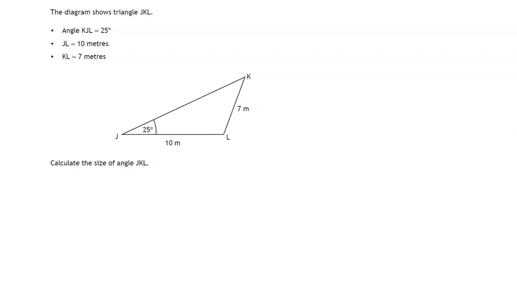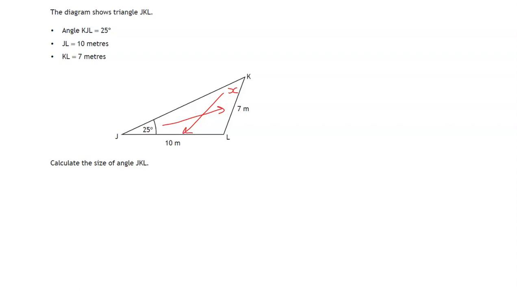Now in this question, I've got the information illustrated in the diagram, and I want to calculate the size of the angle JKL, which is this angle here, which we're going to call x from now on. Now if I look at the diagram, you'll notice that I have angles and sides that are opposite one another. Because I have angles and sides opposite one another, my brain should instantly think sine rule.